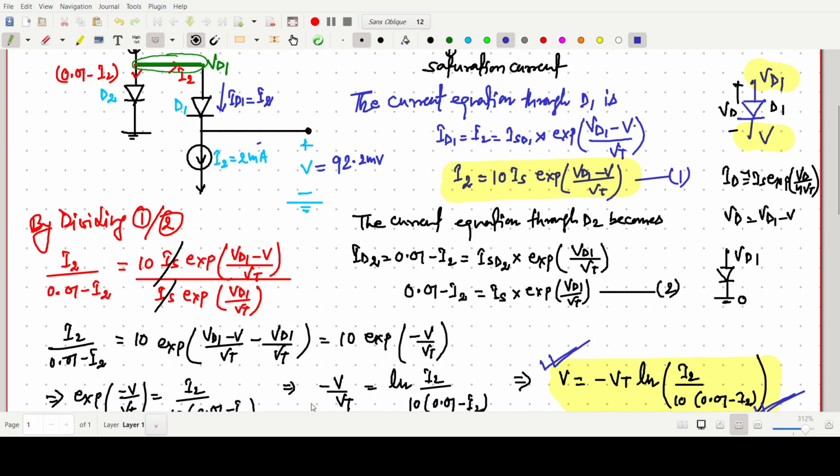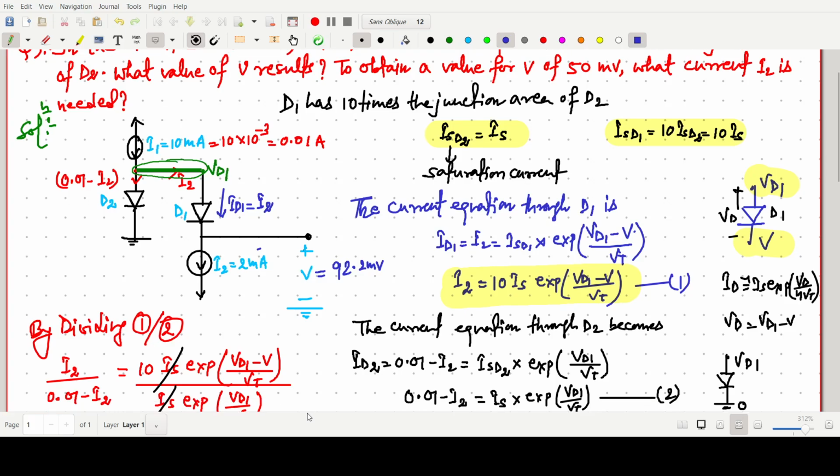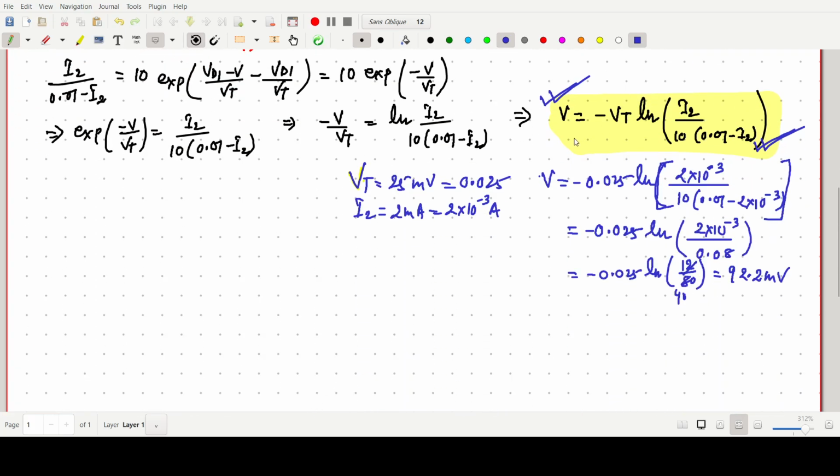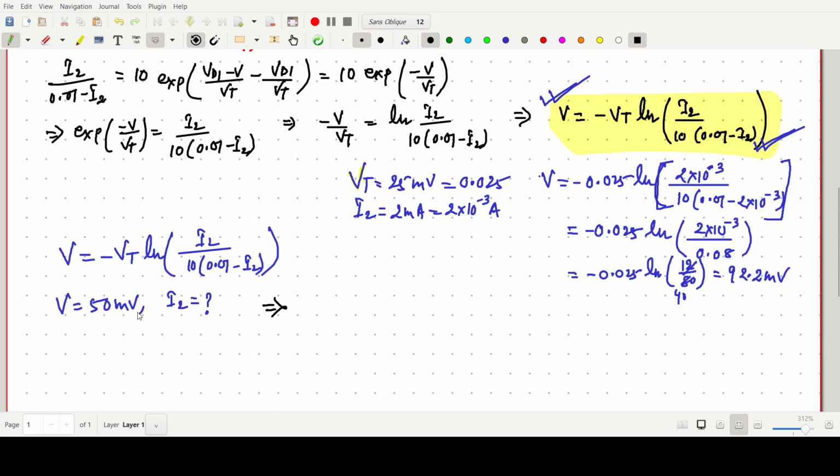Okay, now in the question they are asking, if V is given as 50 millivolt, the expression is this: V equals minus Vt ln I2 by 10 times of 0.01 minus I2. So if the V value is given as 50 millivolt, we have to find I2. What I2 will be there? So what do we have to do? Again, everything is given. So we have to find I2.